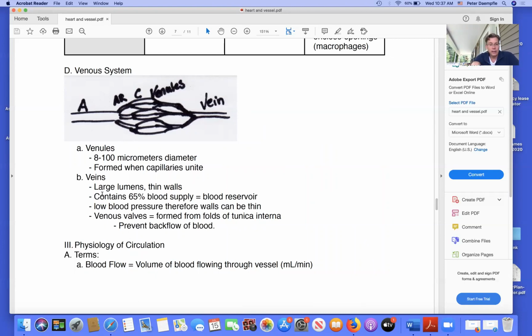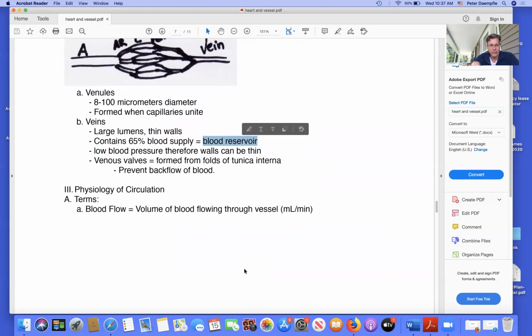Basically, 65% of the blood supply as a blood reservoir at any one time is sitting inside of the vein system, the venous system, we'll call it. Veins have a large lumen and have a very low blood pressure going through, so therefore they don't need a thick wall, so there's thin walls. And the walls are thin and can be damaged easily.